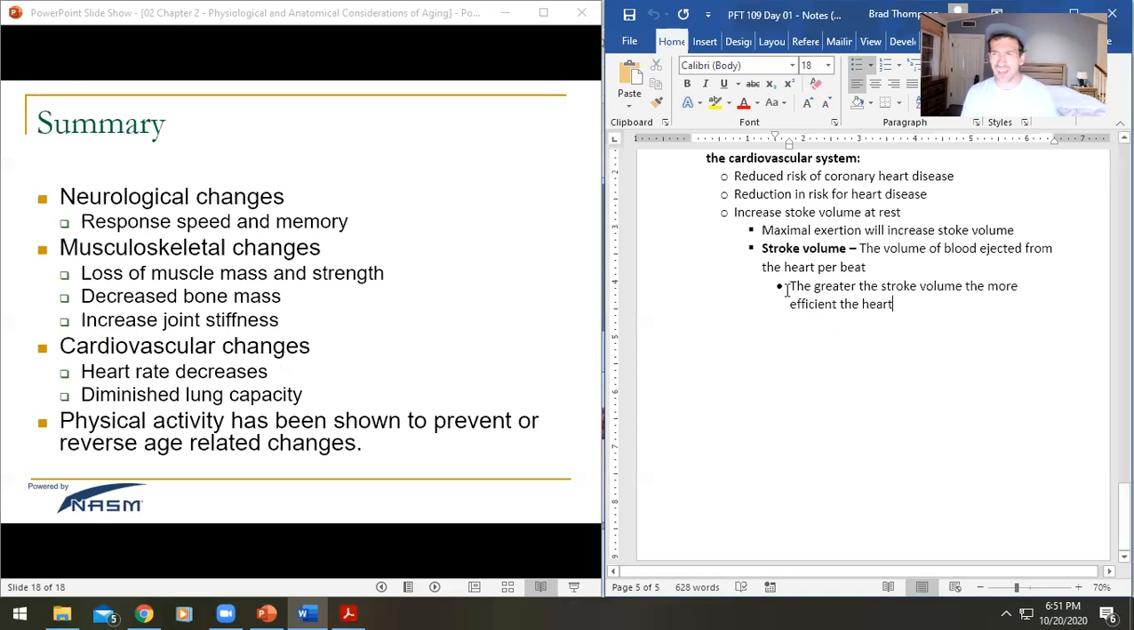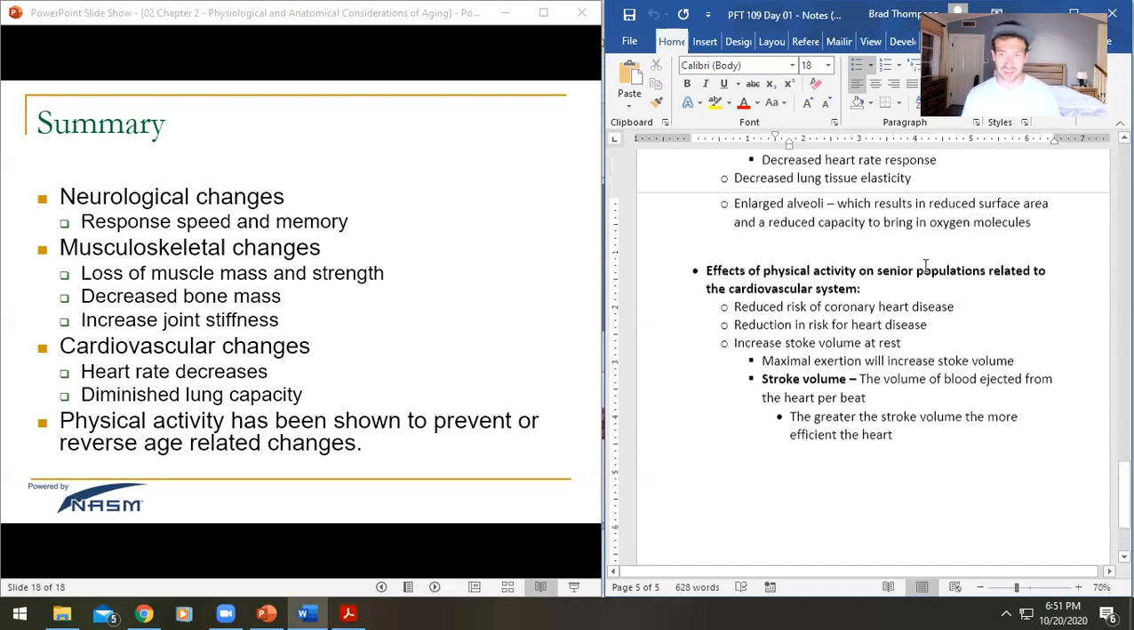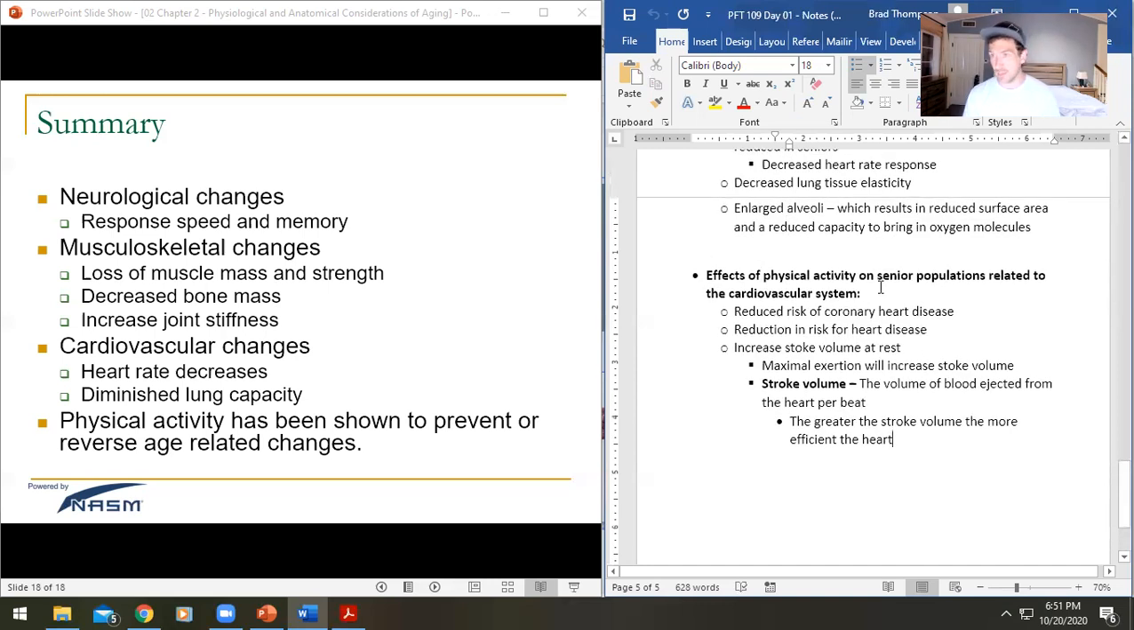And one thing they're not talking about here is exercise also develops more cardiovascular enzymes, which have really positive effects. And that can mean that you need less oxygen in order to do more work. And that's another benefit that's not really listed up here, but is a benefit of cardio in general.